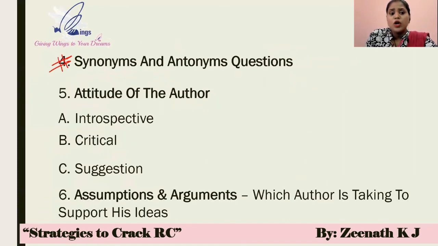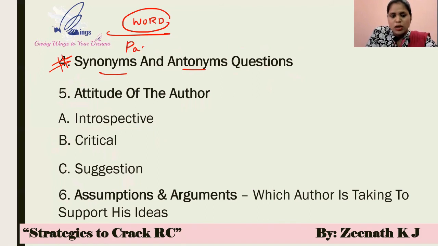The fourth type of question you'll come across in RC is called synonyms and antonyms questions, my dear friends. What happens in synonyms and antonyms questions? They will bring out a word which must have been used in the passage, preferably a word which is complex to understand, a word you may not have been aware of, or maybe a word which is very ambiguous, which can be used in different ways. Any of these is a possibility. They will ask you either to come up with a similar meaning of the word or the opposite meaning of the word.